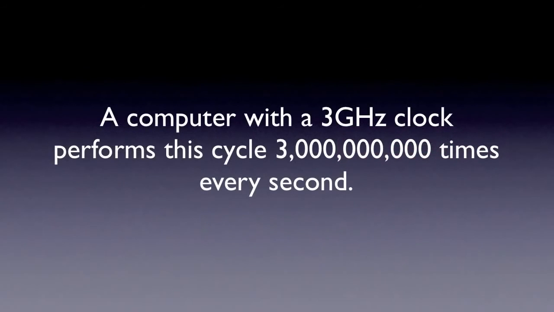A common clock speed in today's desktop computers is 3 GHz. A computer with a 3 GHz clock performs this fetch-execute cycle up to 3 billion times every second.